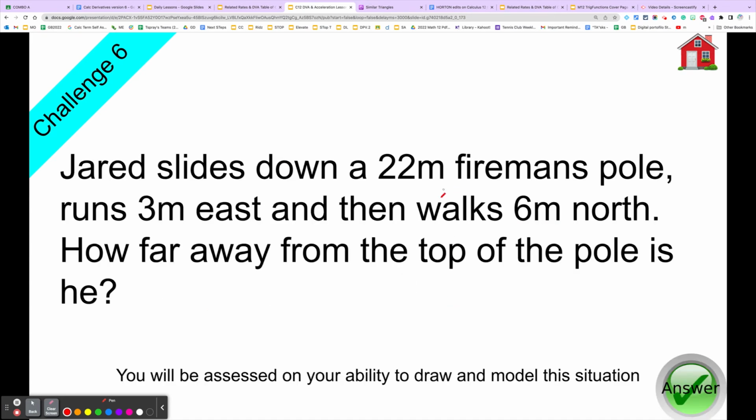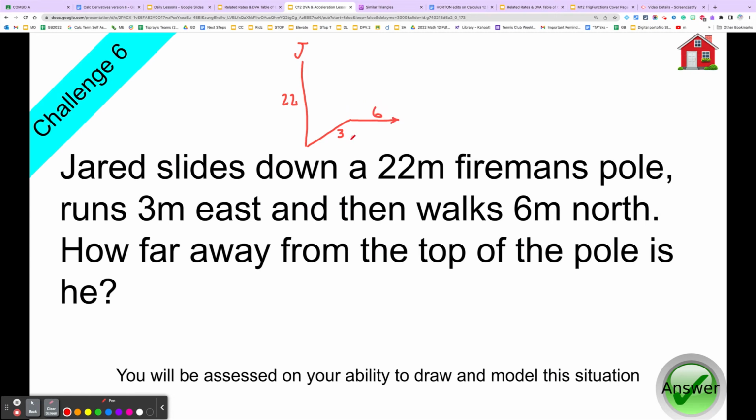So let me see here. Okay. So we've got Jared, and he slides down. He's sliding down a 22-meter fireman's pole. That sounds very high. That's Jordan. Okay, and then he runs 3 meters east, and then he walks 6 meters north. I'm not sure about my compass here, how I laid that out.